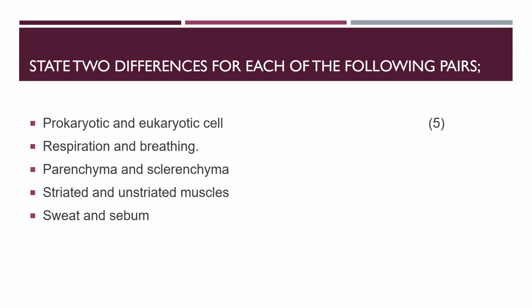See, here are the differences. State 2 differences for each of the following pairs. I think you know that prokaryotic and eukaryotic, respiration and breathing, parenchyma and sclerenchyma, sweat and sebum. These all are very easy, so no need to discuss each and everything. You just take out your textbook if you are not getting it. Very easy, 2 differences you should write. It's very difficult to write it again in this pattern, so I'll be moving on to the next topic.